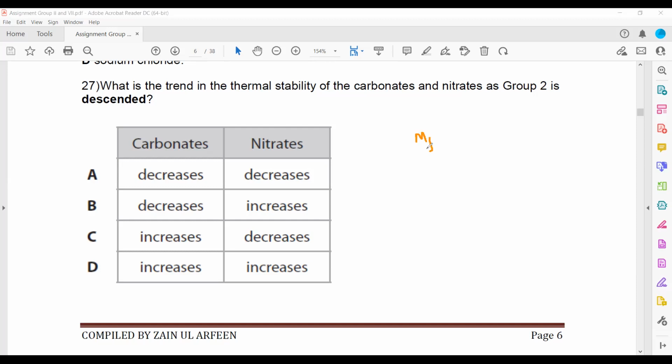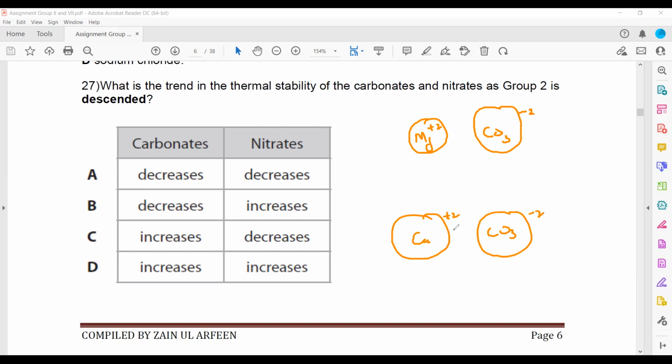If you have magnesium carbonate, magnesium is smaller in size, and then we have a carbonate ion. Then we have calcium carbonate, calcium is larger in size, and then we have a carbonate ion. So calcium ion, as it is larger, will cause less distortion to the carbonate. But magnesium is smaller in size, greater in charge density, and causes more distortion, greater distortion to the negative ion.